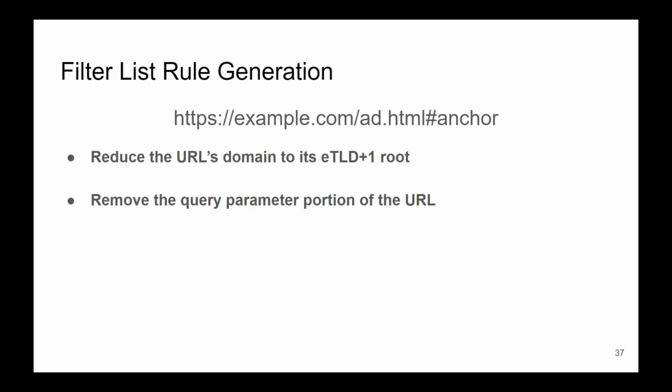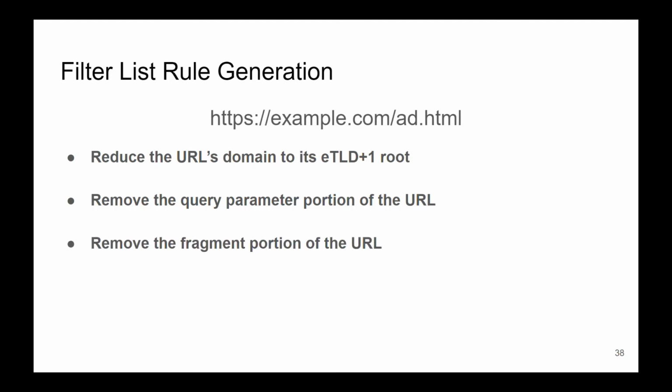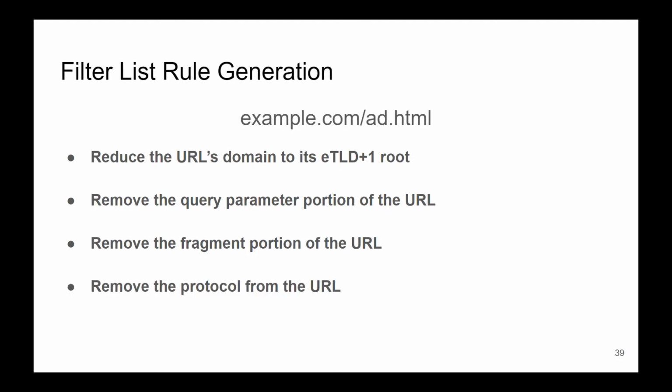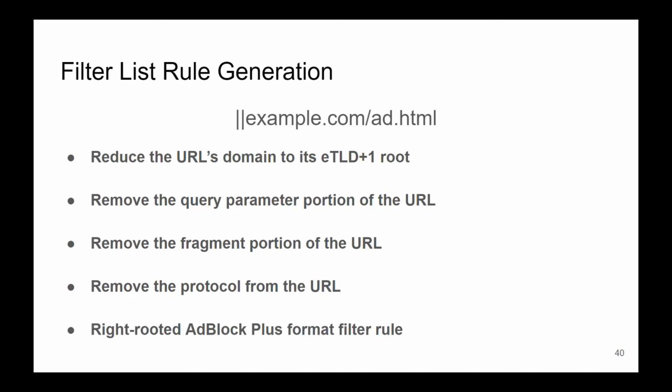Because the query parameter part, it can contain irrelevant tracking information and other things like that. So to make it more general, we want to remove it. Next, we remove the fragment portion of the URL. So this hash anchor will disappear. And we don't just want to block this on HTTPS, we also want to block it on, say, HTTP. So we remove the protocol from the URL. And then we convert this to a right-rooted Adblock Plus format filter rule, like so.